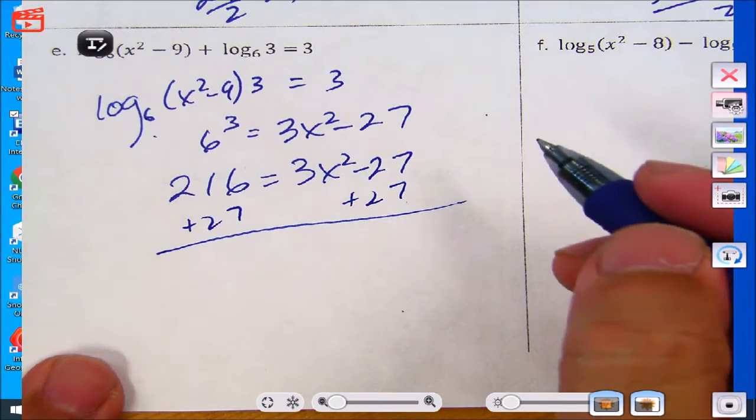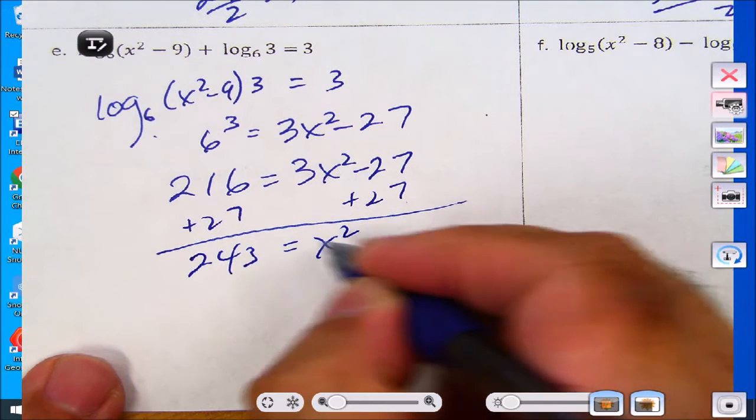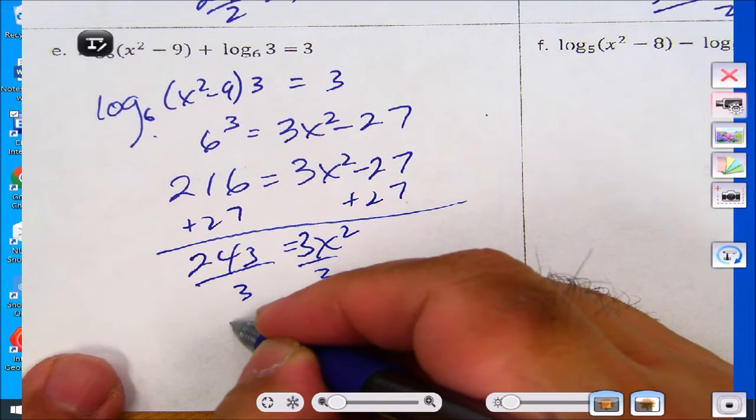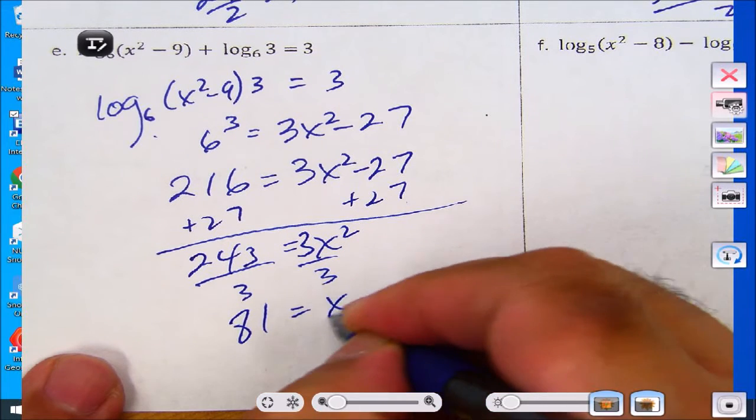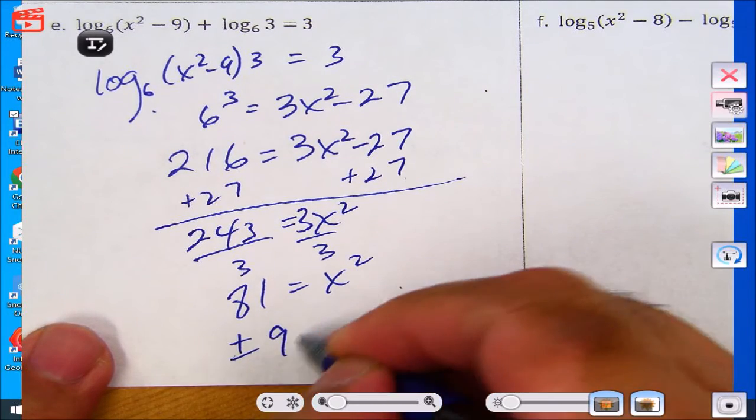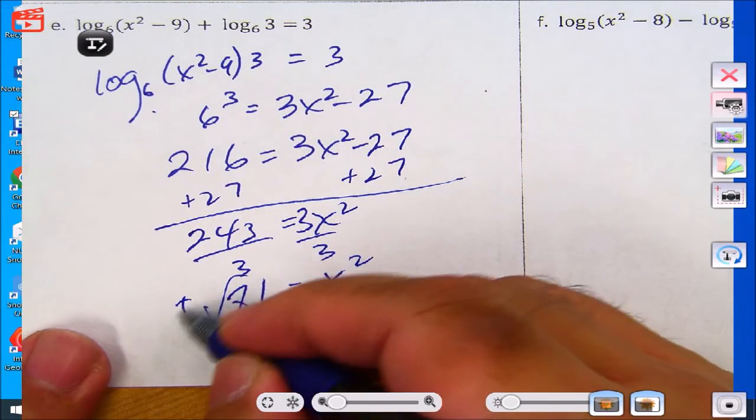And what is that? 243? Oops. Divide by 3. Isn't that like 17? No. 81. And then you take the square root of both sides. So it's plus or minus 9. Square root of 81 is 9. So I'll do the square root.